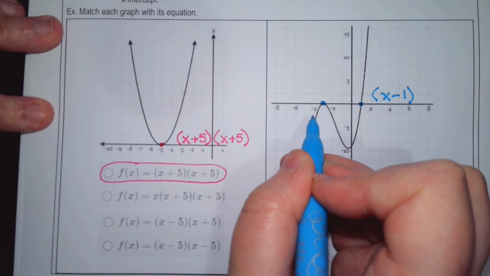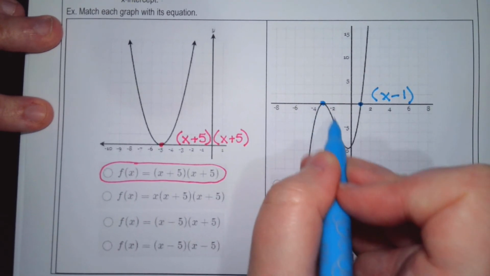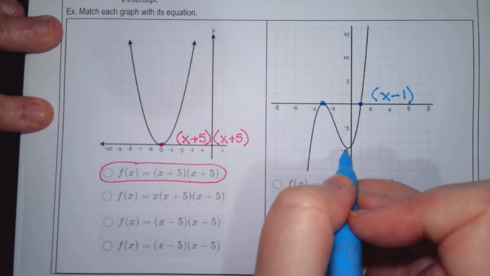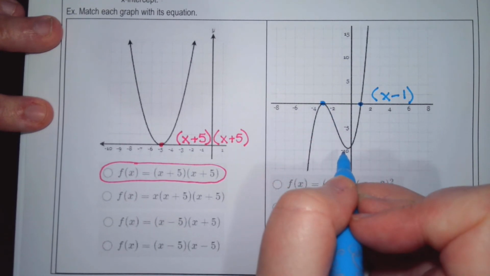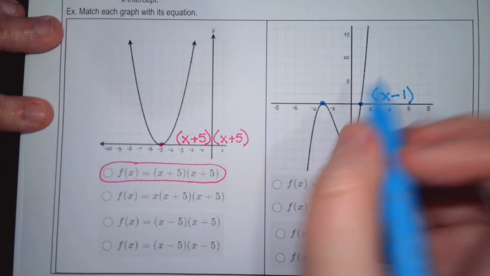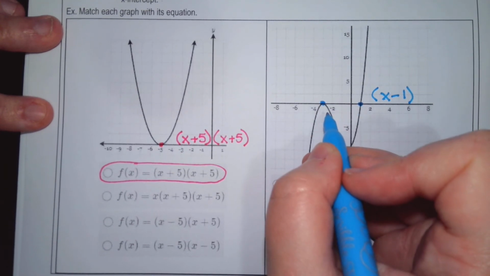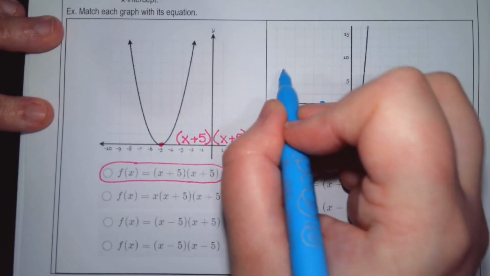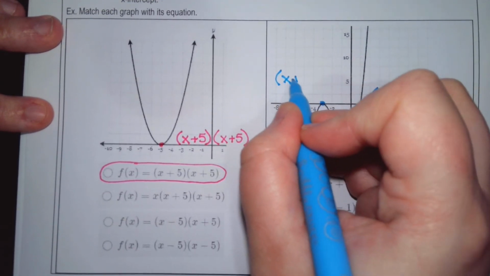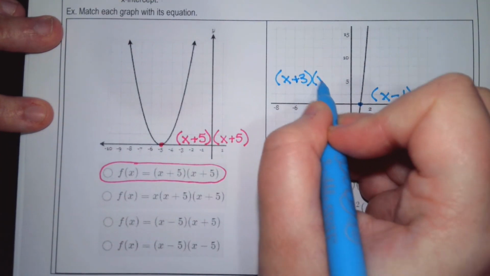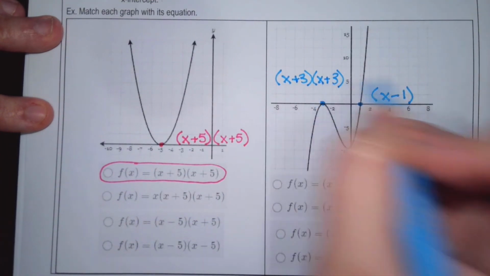Then we come over here. This one is a bounce. It's just bouncing upside down, but it's still a bounce. It's bouncing off of the x-axis. So we know there's going to be two of them here. So we have x, this is -3, so the opposite is +3. And there's two of them.